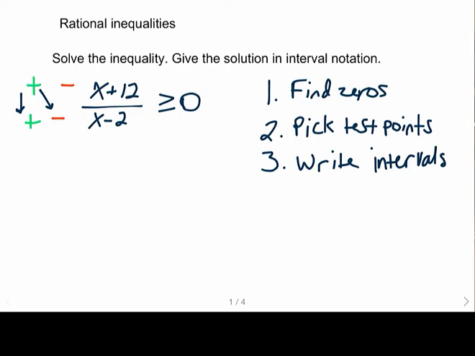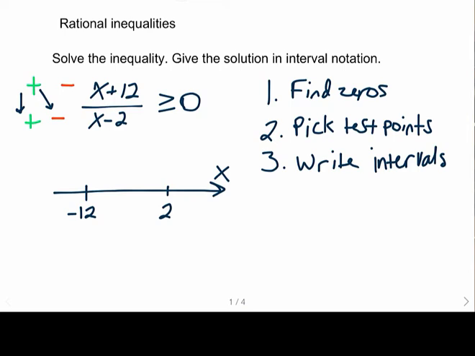So I'm going to draw a number line, label it x, because that's our variable of interest. And the numerator, x plus 12, would be 0 if x were negative 12. The denominator, x minus 2, would be 0 if x is equal to 2. So those two values define intervals, and what we want to do is pick test points in each of these intervals.